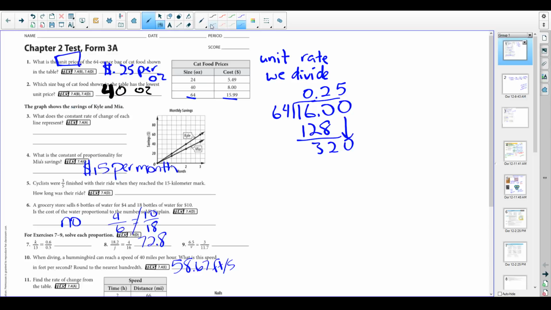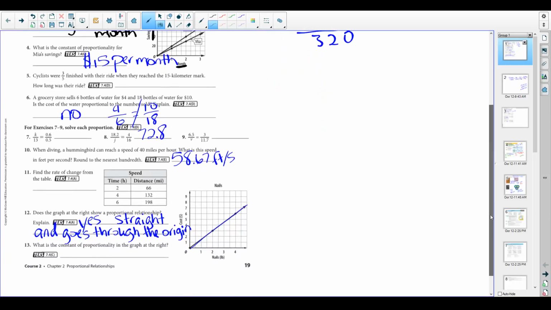Okay, number 3, what is the constant rate of change? What does the constant rate of change of each line represent? So if it just wants to know, it's not asking about numbers, it's just what does it represent, so it's just what are we comparing? So we're comparing money to months in terms of monthly savings. So you can say savings, dollars per month. So no math there, just reading what it's about. Okay, it's going pretty quickly.